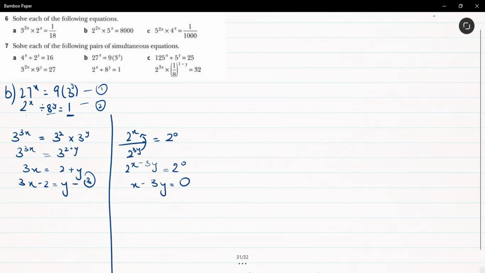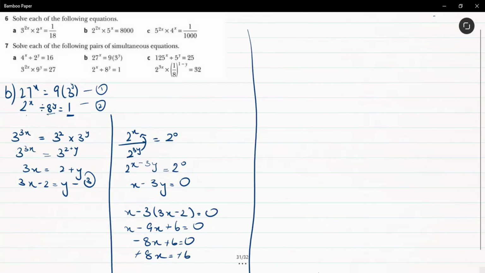What is y equal to? So we are going to just write x minus 3 multiplied by (3x minus 2) is equal to 0. So x minus 3 times 3 is 9x plus 3 times 2 is 6, is equal to 0. So negative 8x plus 6 is equal to 0. In fact, 8x is equal to 6. And this is going to be x is equal to 6 over 8.